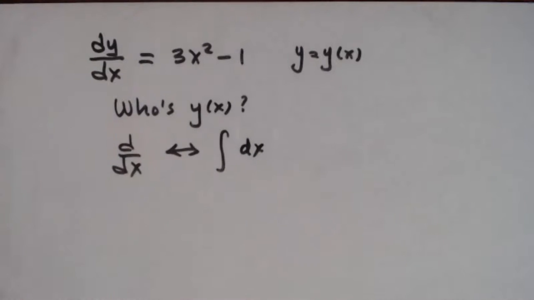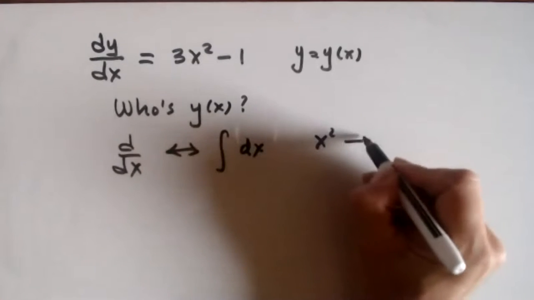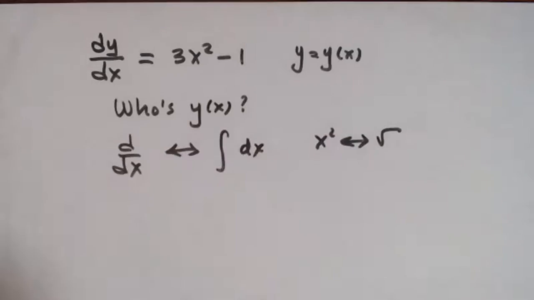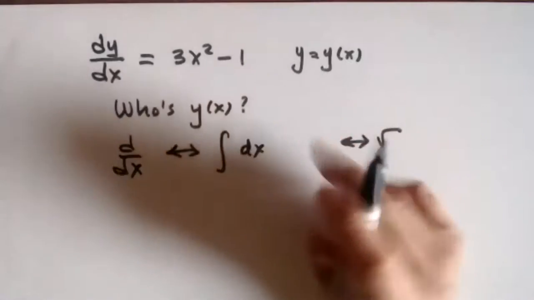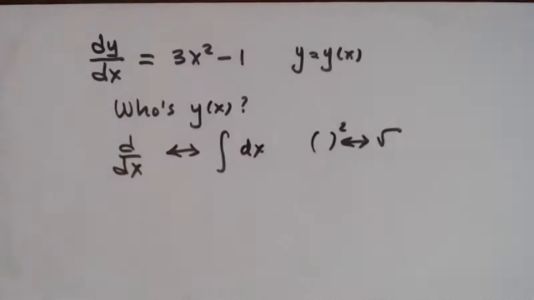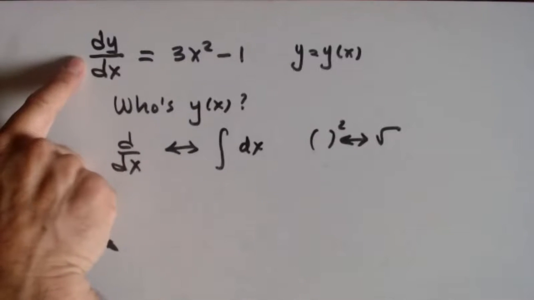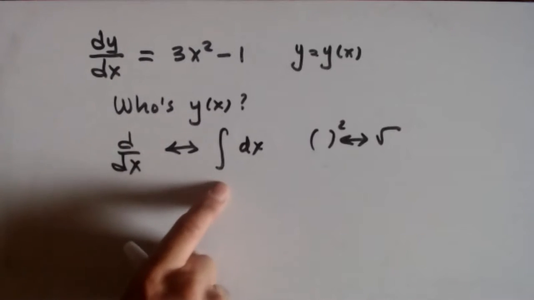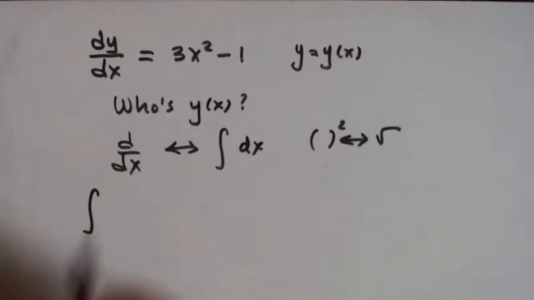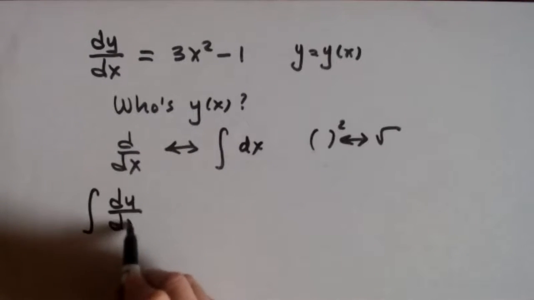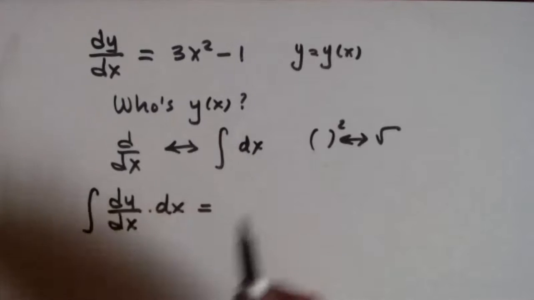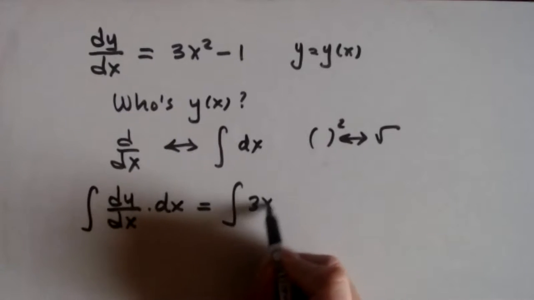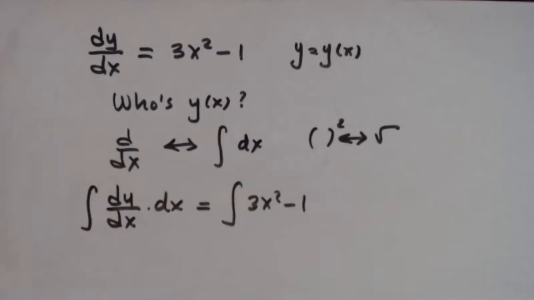So it's exactly what you're going to do, same as when the square and the square root were inverse operations, correct? So you know that you can undo one with the other one. So in this case, the function is inside a derivative, so I have to undo the derivative. So to undo the derivative, I have to use the integral. So I take the integral of dy/dx equals the integral of 3x squared minus 1, dx.